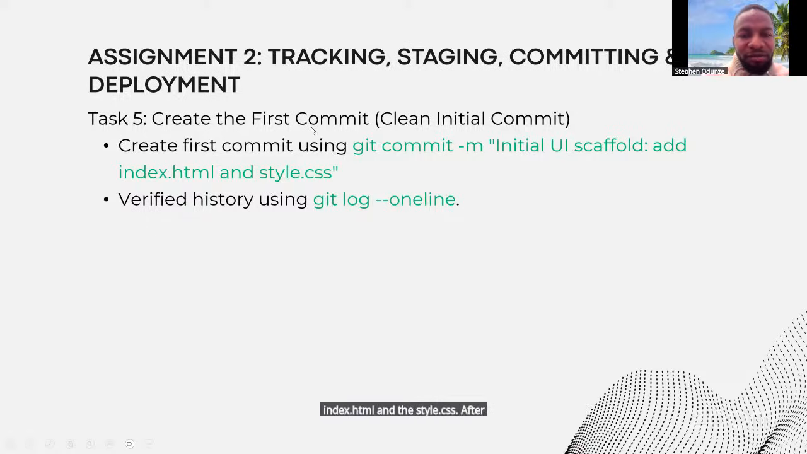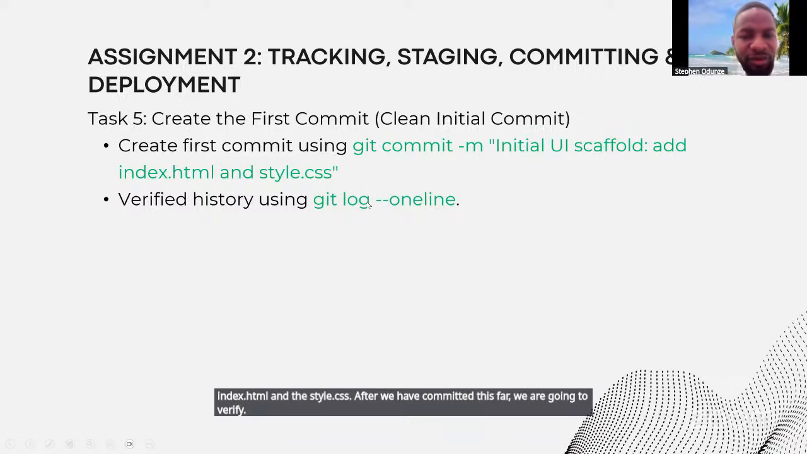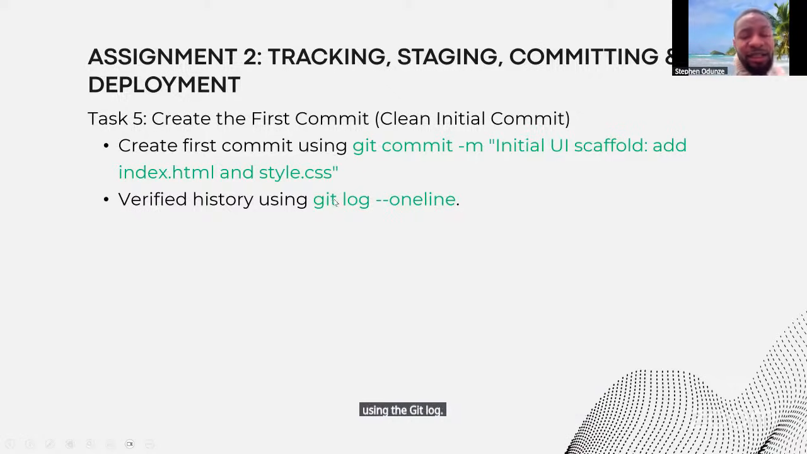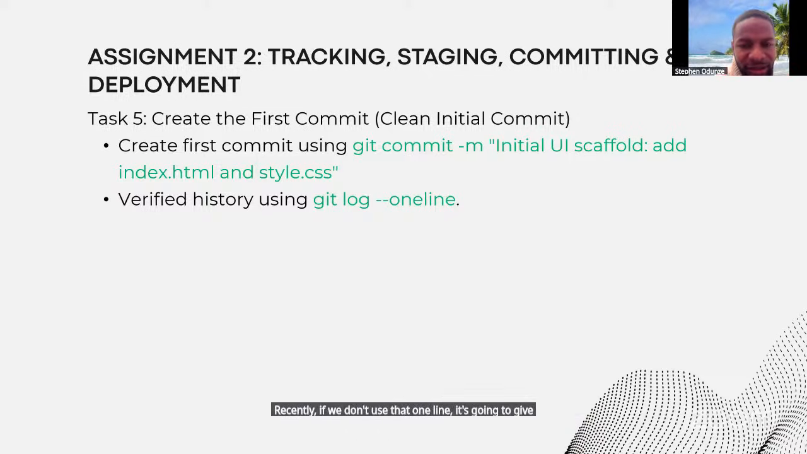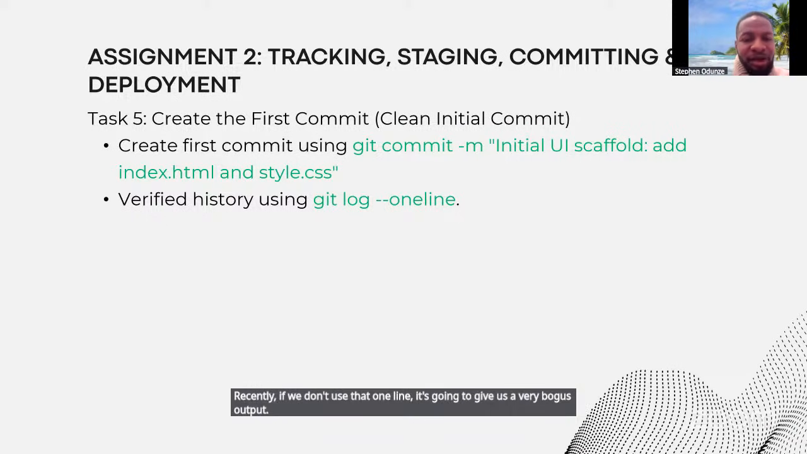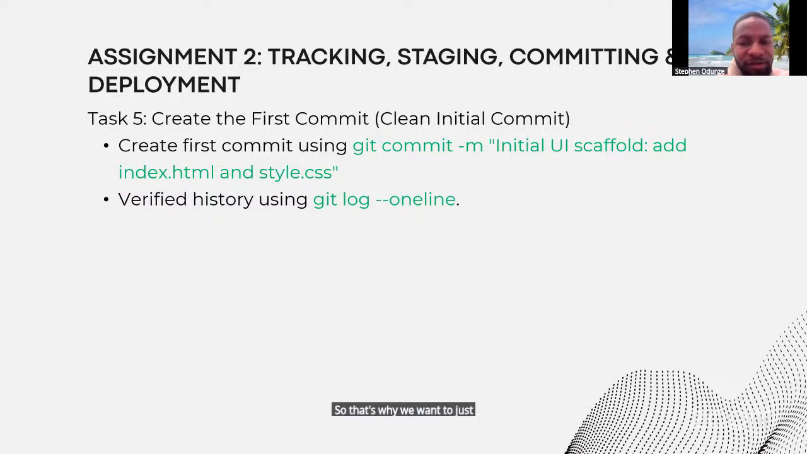After we have committed these files, we are going to verify using git log --oneline. This one line helps us to get a simple line statement that tells us what we have actually done recently. If we don't use that one line, it's going to give us a very bogus output. So that's why we want to get just one line of information of what we have recently done. And that's git log --oneline.